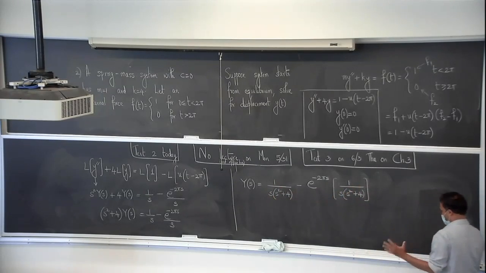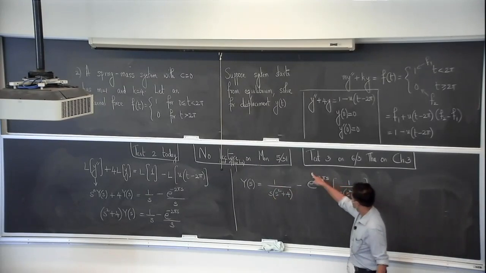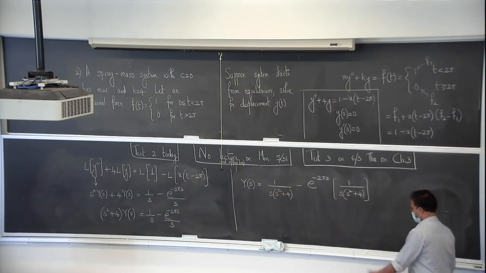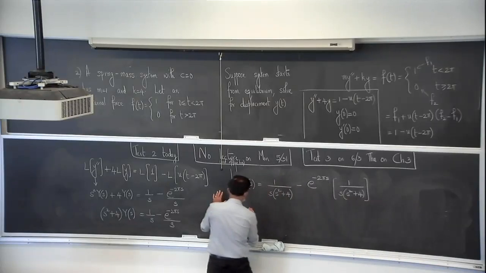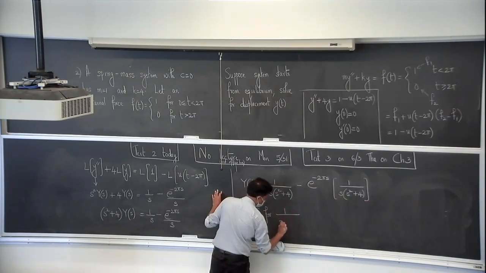So you just need to do one partial fraction for each, but after that you need to be careful. This needs to be shifted, this does not. So you need to be aware of what's going on in each term. But let's do the partial fraction first, for 1 over s times s squared plus 4.